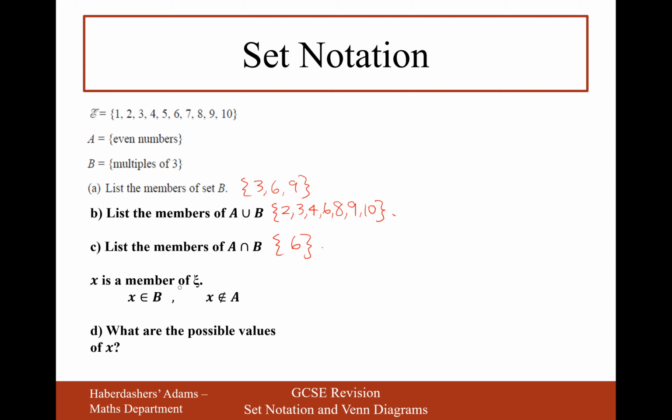Okay, so X is a member of the universal set. It exists in B, but not in A. What possible values are there for X? So, it exists in B, so the elements of B are 3, 6, and 9. But it doesn't exist in set A, so it can't be the number 6. So the only two values we have left are 3 and 9.